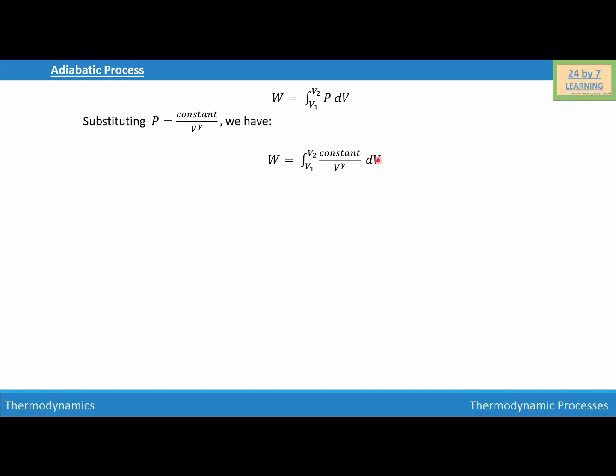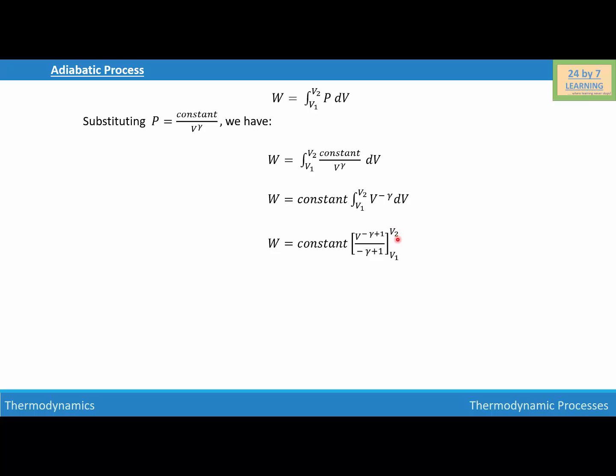When we integrate, we need to take the constant out and we need to take the denominator to the numerator. And if we do that, we will write W is equal to constant times the integration from V1 to V2 of V to the power negative gamma dV, because the constant should go out and V to the power gamma should go to the numerator, and that's how we got V to the power negative gamma. If we integrate, we will write W is equal to constant, inside the bracket V to the power negative gamma plus 1 over negative gamma plus 1, and our lower limit is V1 and the upper limit is V2.